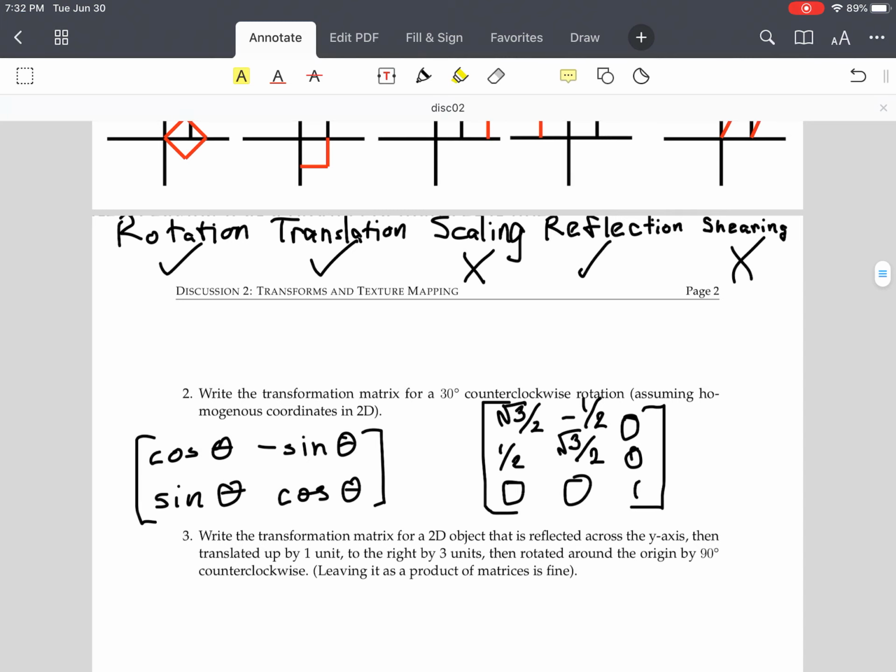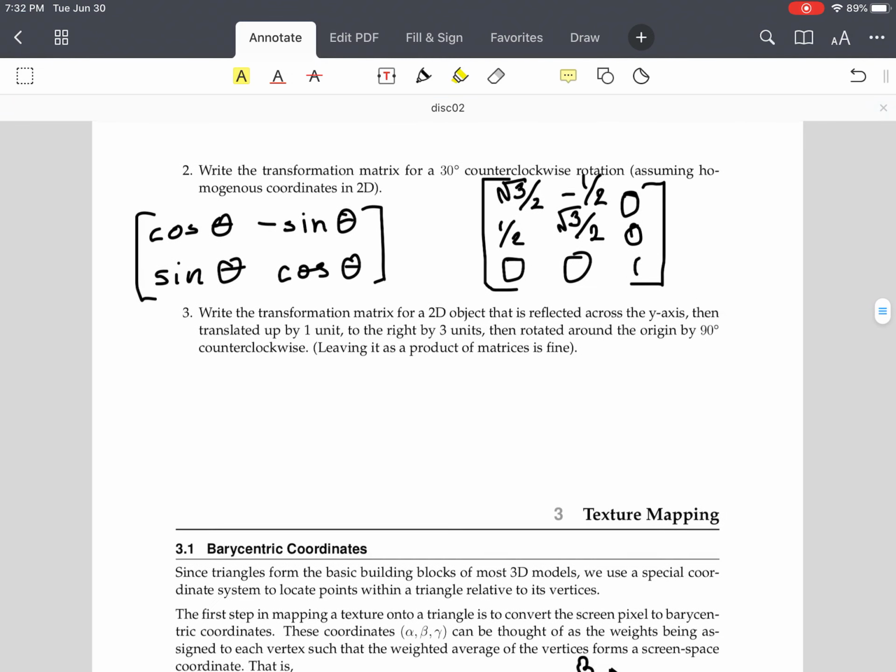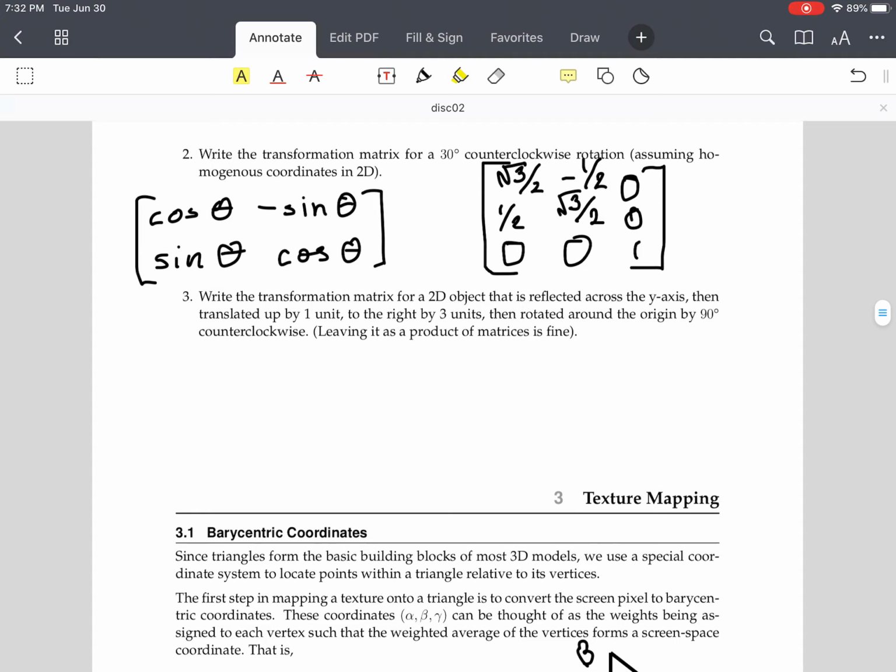So there's our transformation matrix for 30 degrees counterclockwise rotation in homogeneous coordinates. So let's keep going. Number 3, write the transformation matrix for a 2D object that is reflected across the y-axis, then translated up by 1 unit, to the right by 3 units, then rotated around the origin by 90 degrees counterclockwise. And leaving it as a product of matrices is fine.